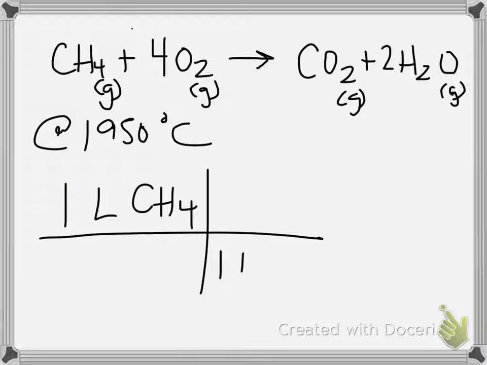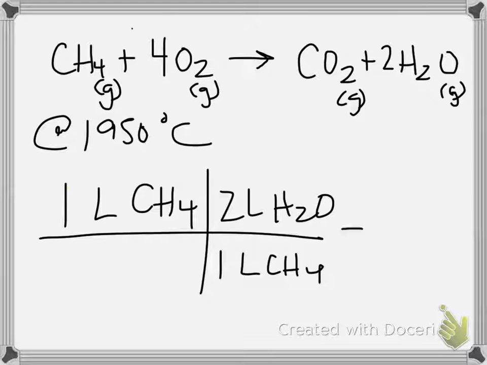We can use those coefficients as volume measurements. For every 1 liter of methane, we get 2 liters of water vapor, so this reaction would produce 2 liters of water vapor. If we had 500 milliliters of methane, could we figure out how many liters of water we're going to produce? Yeah. The coefficients in reactions between all gaseous reactants giving you all gaseous products act as volume ratios. So we can substitute those for mole ratios, as long as everything is in the same state and under the same conditions.